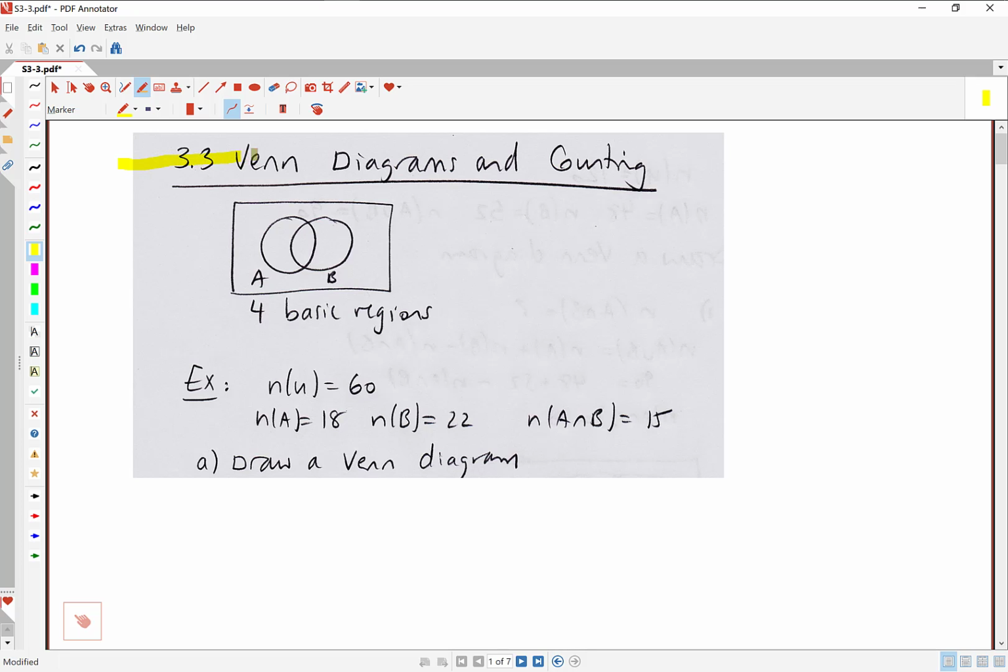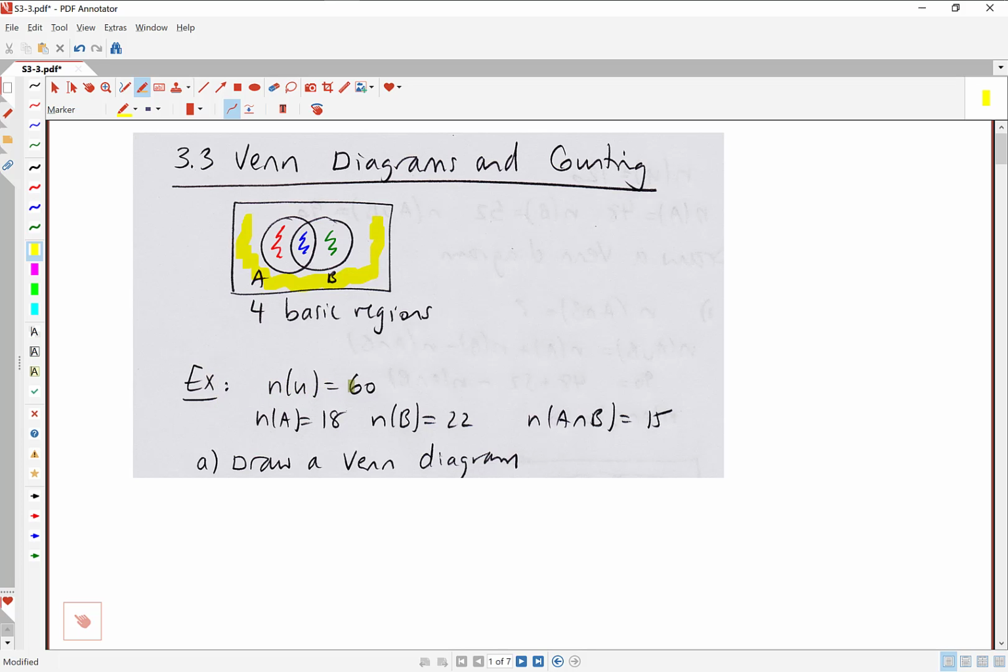In this video, we're going to talk about Venn diagrams in more detail. So we'll call this Venn diagrams and counting. We saw the idea of Venn diagrams for two sets in our last video. Let's notice that a Venn diagram with two sets has four basic regions. So let's actually shade them in. Here's one region, second basic region is here, third basic region, and then the fourth basic region is on the outside. So let's jump into an example here.